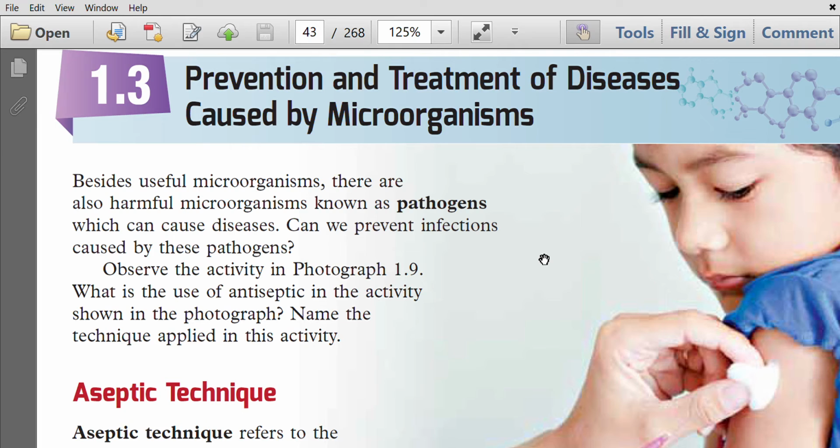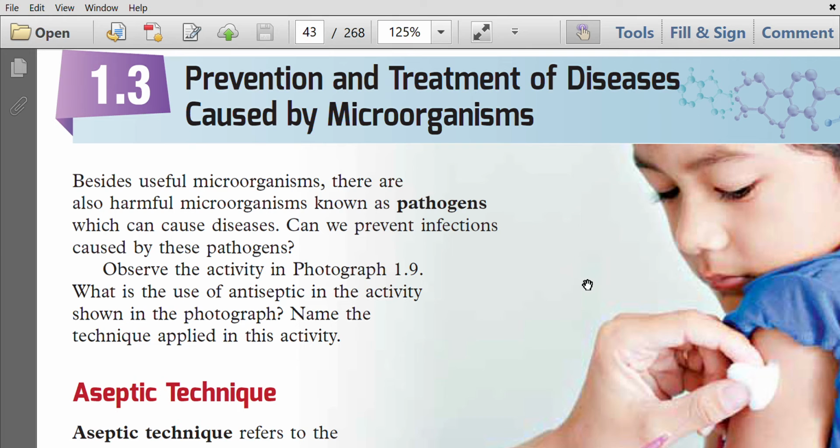Prevention and treatment of diseases caused by microorganisms. Besides useful microorganisms, there are also harmful microorganisms known as pathogens, which can cause diseases. Can we prevent infections caused by these pathogens?